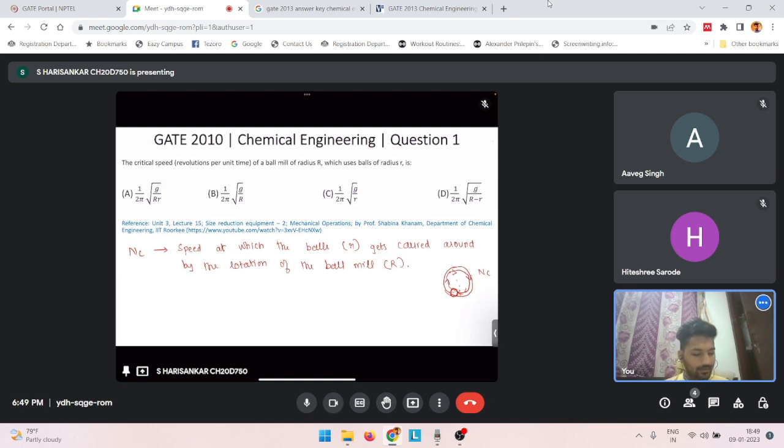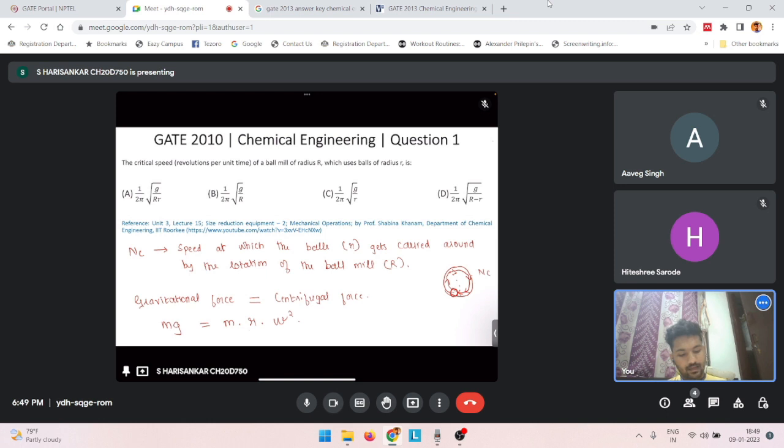Now, at critical speed, there are two forces that come into equilibrium. One is the gravitational force and the other is the centrifugal force. At critical speed, the gravitational force becomes equal to the centrifugal force, or we can write mg is equal to m into r into omega square.